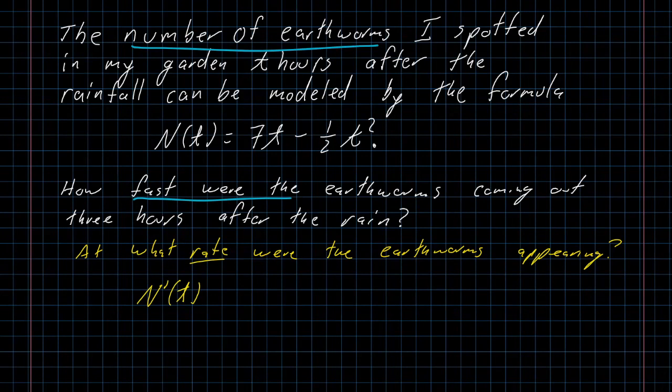This is a polynomial function. Taking its derivative is relatively straightforward. The derivative of 7t is just 7. The derivative of 1/2 t squared is just t.